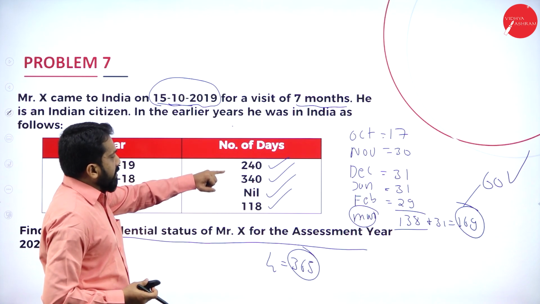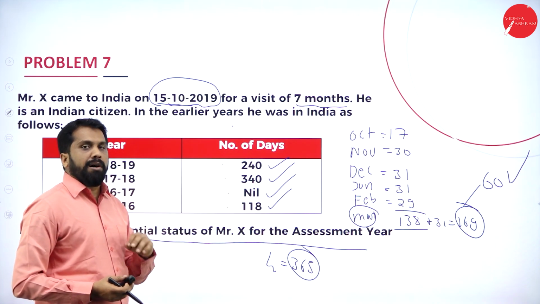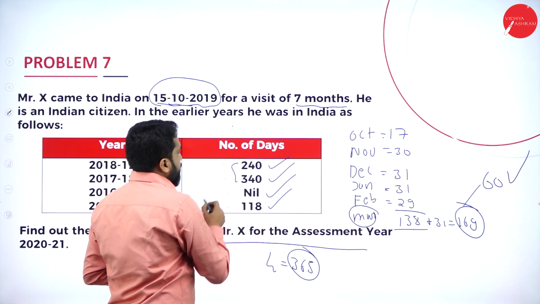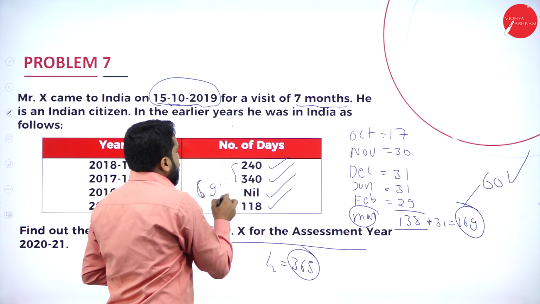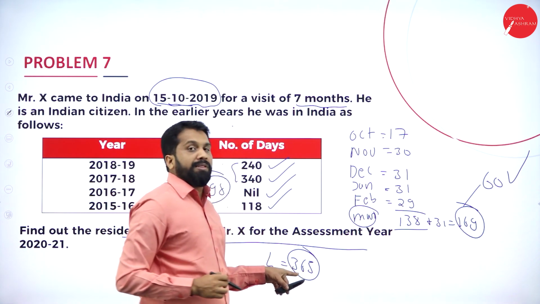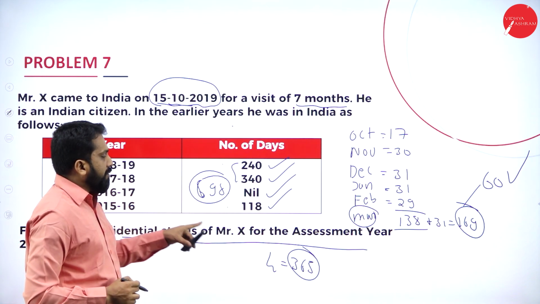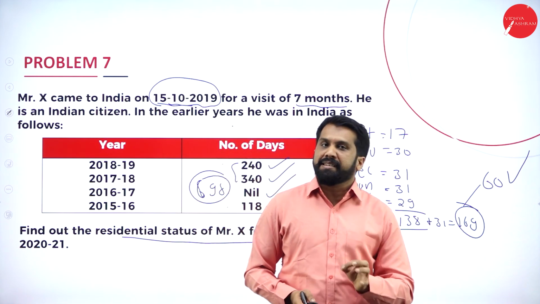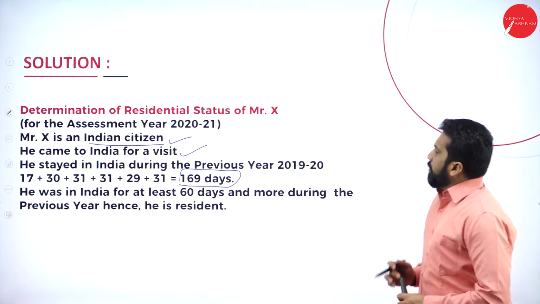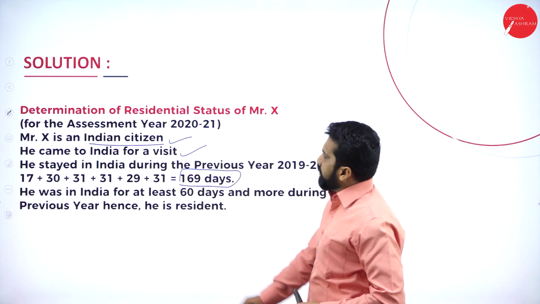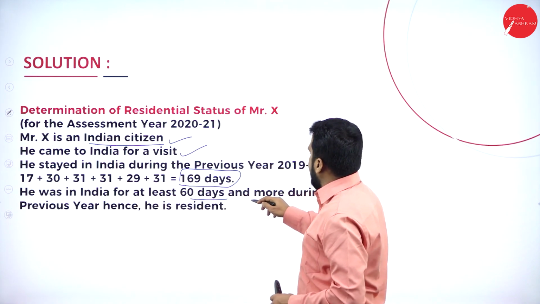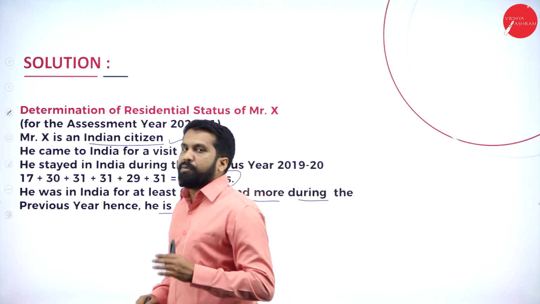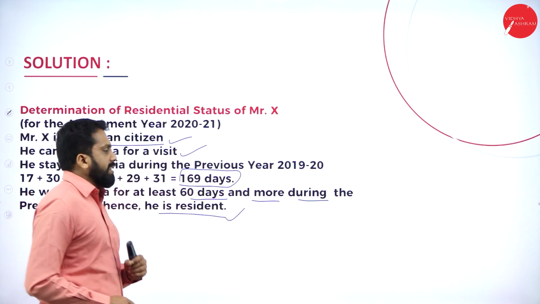See, 1, 2, 3, 4. So how many days was he there? Here itself, it is 500, 606, 98. How many days do we need? Only 365. But he was there for more than 365 days. So we can call him a resident. Clear? Yes. So he was there for 169 days. He was in India for at least 60 days and more during the previous year. Hence, he is a resident. Along with that, he has completed 365 days also.